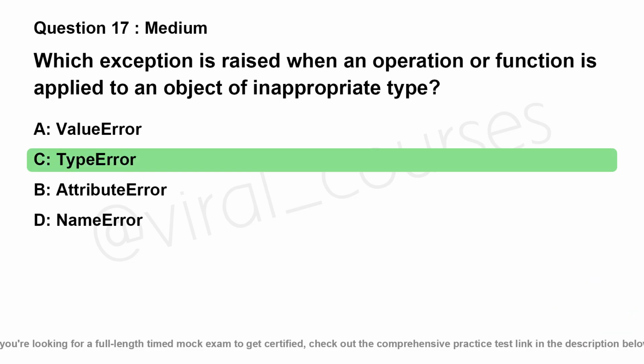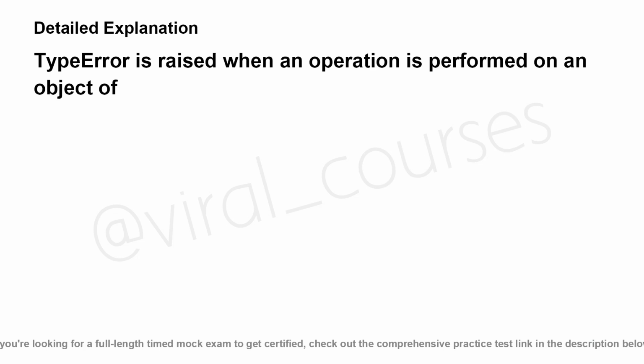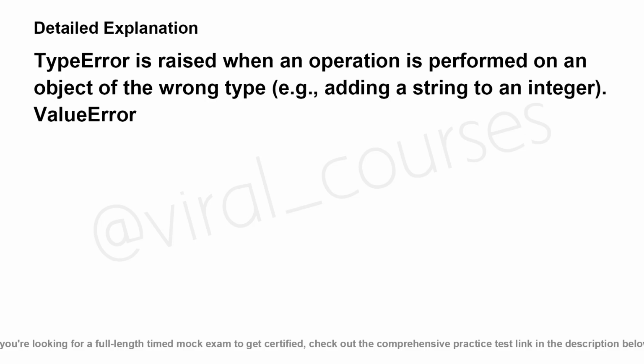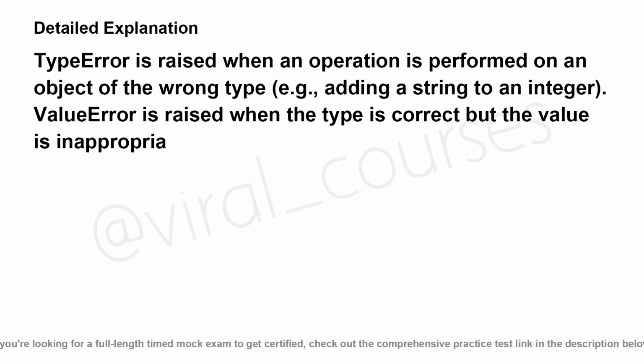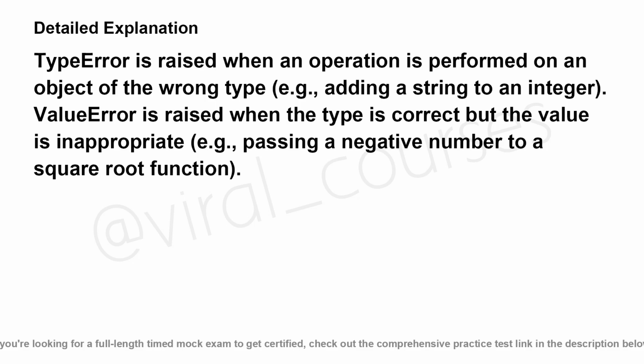The correct answer is C. TypeError is raised when an operation is performed on an object of the wrong type, e.g., adding a string to an integer. ValueError is raised when the type is correct but the value is inappropriate, e.g., passing a negative number to a square root function.